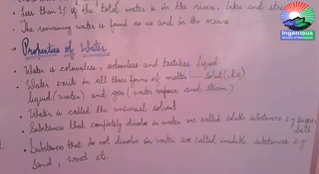The substances that completely dissolve in water are called soluble substances. For example, sugar and salt. The substances that completely dissolve in water, those substances are called soluble substances. For example, sugar and salt.